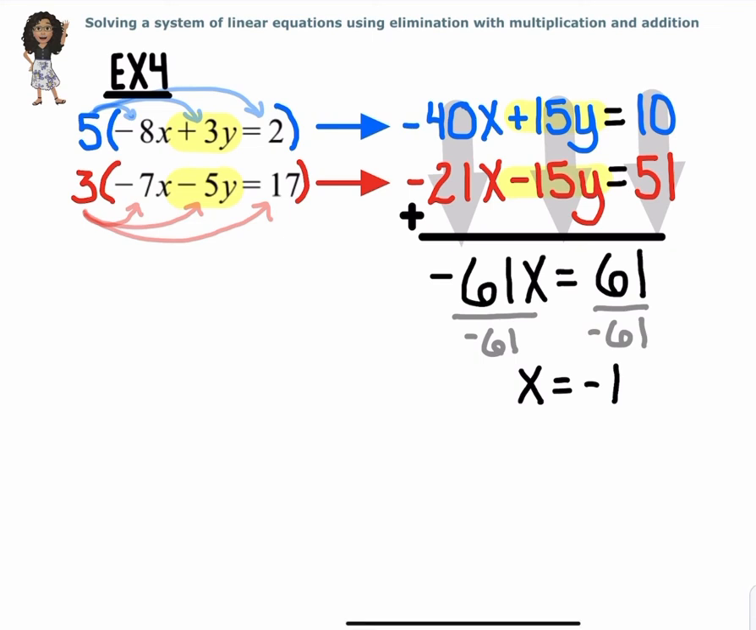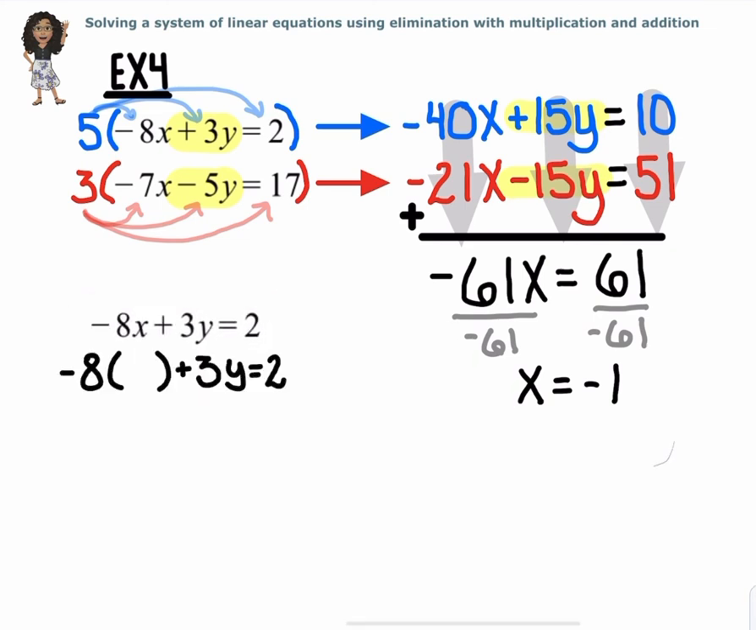Now that I know x, I'm going to go back to either one of the original equations. It does not matter which equation you grab, and replace the x with negative 1. To solve, I'm going to simplify the left side, so negative 8 times negative 1 is 8. Letters to one side, numbers to the other by adding and subtracting. So I'm going to subtract over 8.